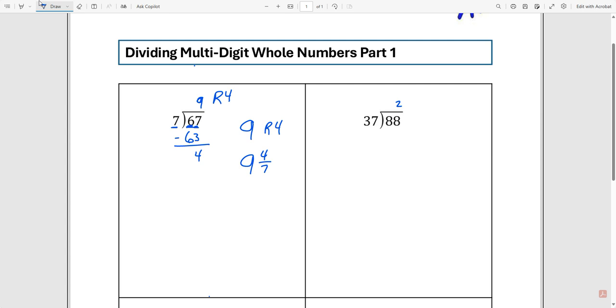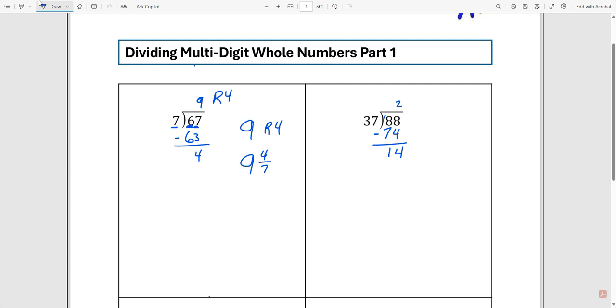All right, so now we can just multiply. 2 times 7 is 14, and we'll carry the 1. And 2 times 3 is 6, plus the 1 is 7. And so in other words, 2 times 37 is 74, and we'll subtract 74 from 88. 8 minus 4 is 4, and 8 minus 7 is 1. So now we have 14.